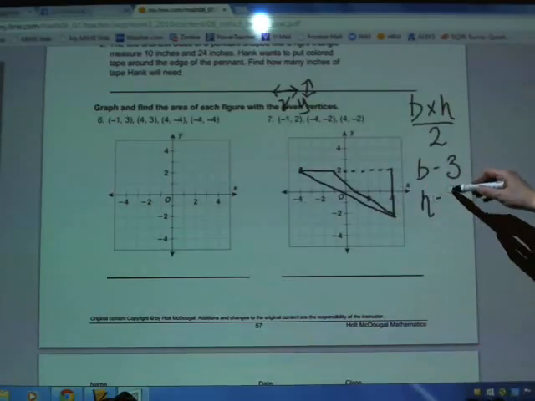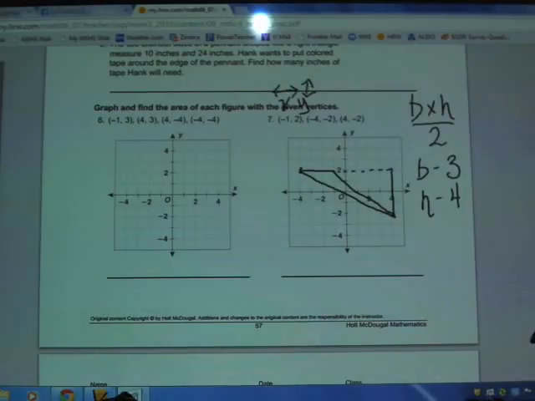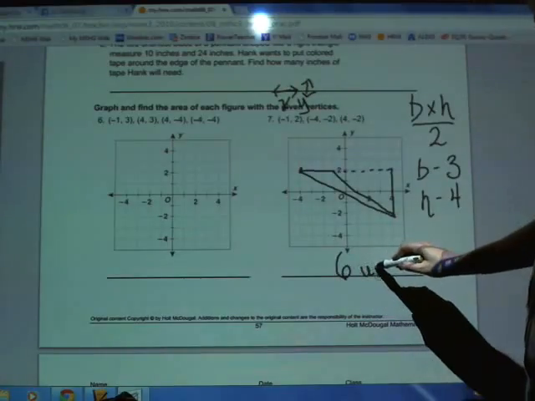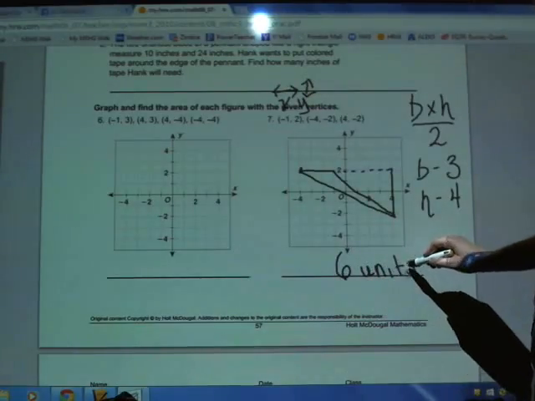Now the height is 4 units long. So my base is 3, my height is 4, so that's 3 times 4, which is 12, and 12 divided by 2 is 6. And that's going to be 6 units squared.